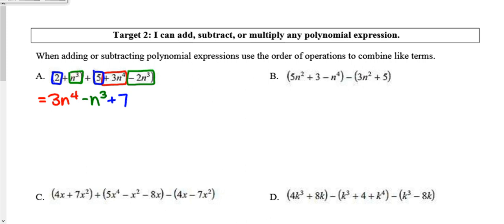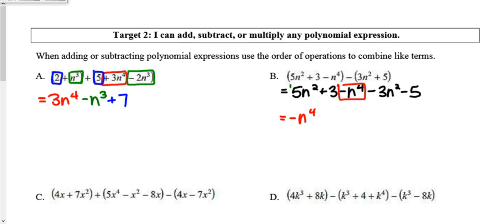Okay, so the only thing that we have to be really careful of on B is that you are subtracting. So for some of you, it might be helpful if you rewrite this and think about distributing that negative. So write negative 3n squared minus 5. That's a really good strategy that I like to use. But then it's just the same thing. So I'm going to start with my biggest exponent. So negative n to the fourth.